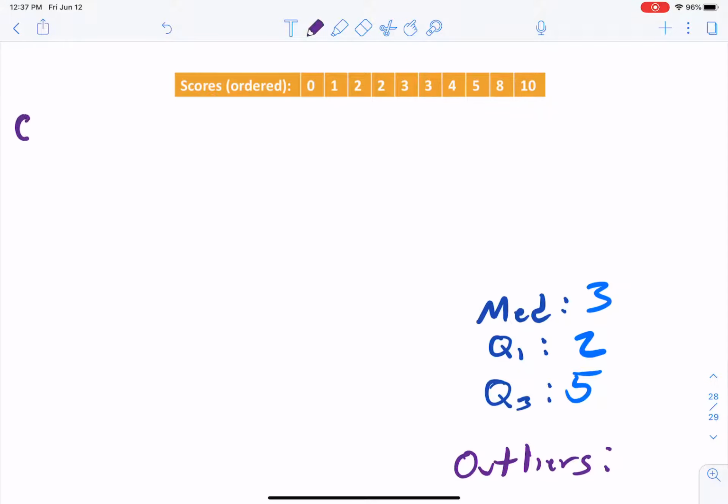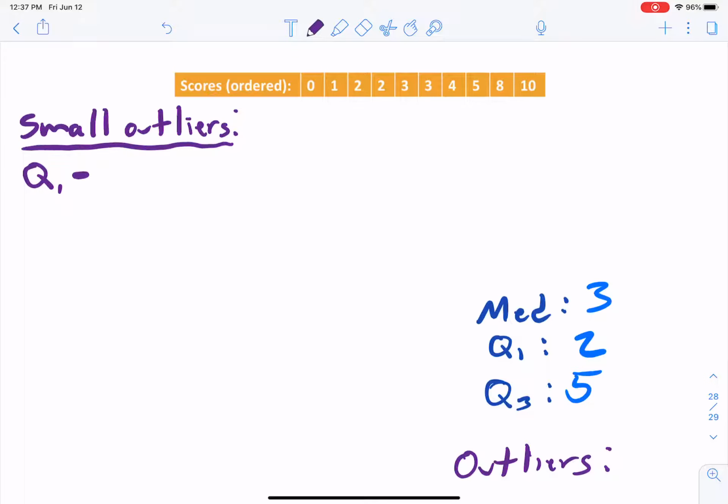So what does that equation look like? Well, let's start off with small outliers. We want to say, okay, anything that goes beyond that made up minimum is going to be any value beyond this. And that's the formula for figuring out which values are considered small outliers.